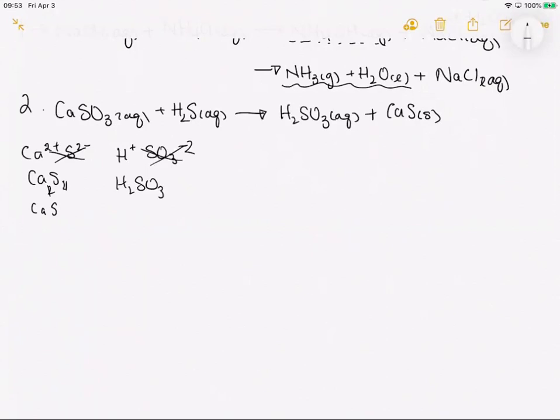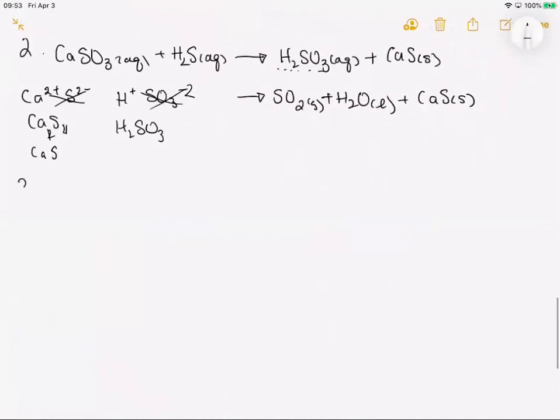All right, so again, we have the production of sulfurous acid here. So what's it going to break down into? You're always going to have H2O formed. So if you subtract H2O from H2SO3, what are you left with? SO2, sulfur dioxide gas. And you're still going to have your calcium sulfide being formed here.